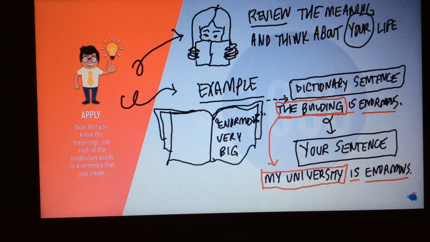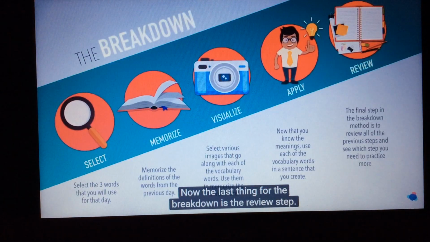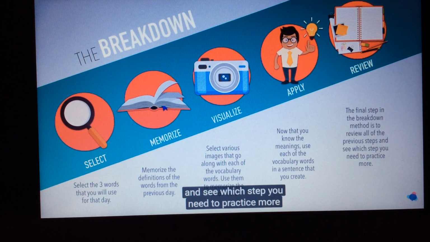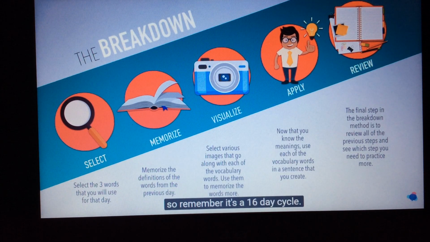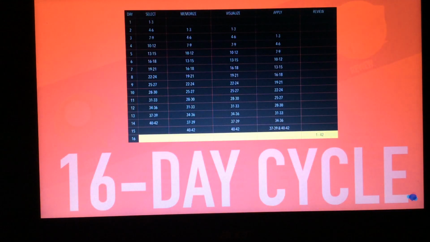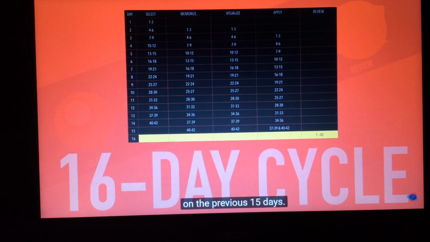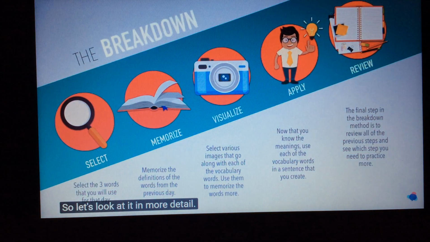Okay? Let's keep going. Now, the last thing for the breakdown is the review step. The final step in the breakdown method is to review all of the previous steps and see which step you need to practice more. So remember, it's a 16-day cycle, all right? Now, this 16-day cycle has many different columns, but on the 16th day, you're going to review all of the 42 words you learned on the previous 15 days. Now don't worry, I'm going to explain exactly how to do this. So let's look at it in more detail.